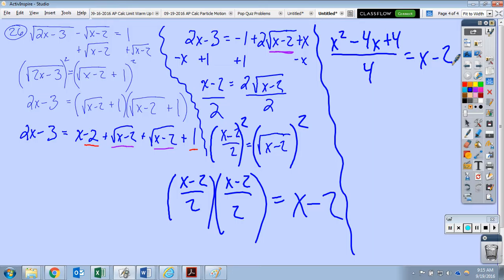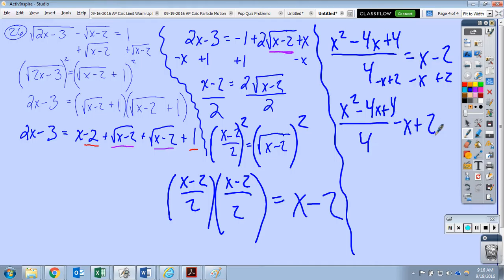So then now you want to get this set equal to 0. If we set this equal to 0, we can subtract x and subtract 2 on this side. So x squared minus 4x plus 4, all over 4, minus x plus 2 equals 0.